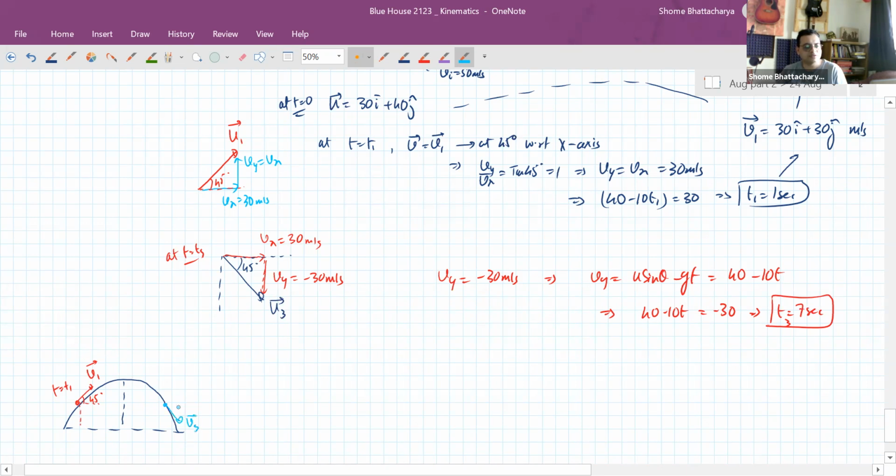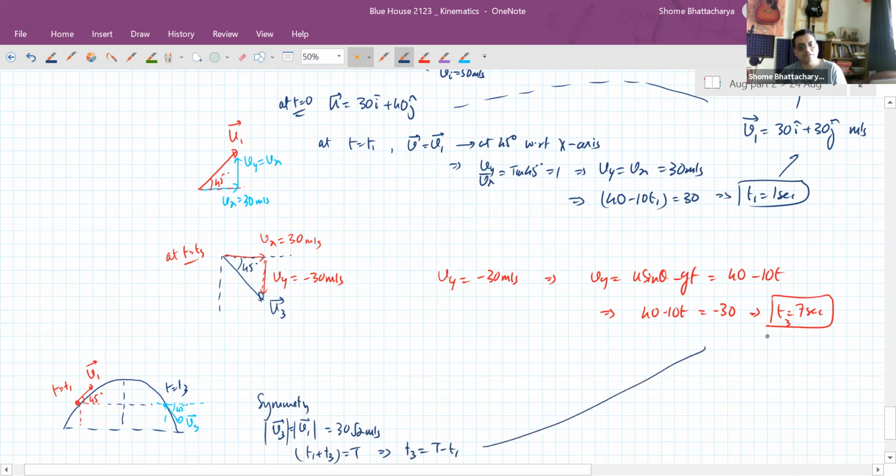Okay, so this was our V3, but because this angle was 45, you can see that there is this symmetry now between these two times. So from symmetry, you will see that mod of V3 is equal to mod of V1, which is 30 root 2 meters per second, and T1 plus T3 should be total time of flight. So T3 should be capital T minus T1. So that also shows why it is 7 seconds.